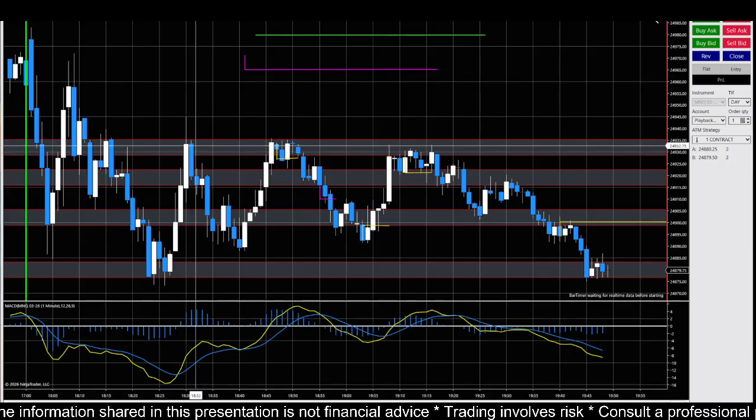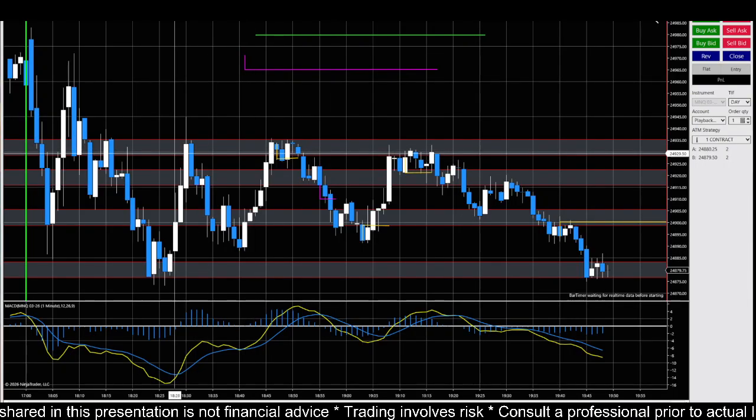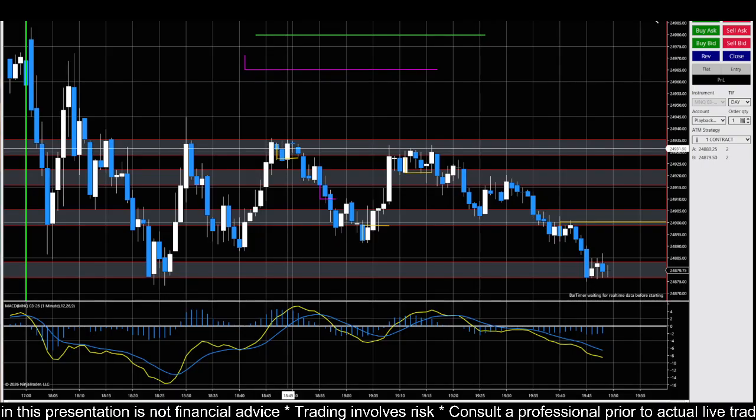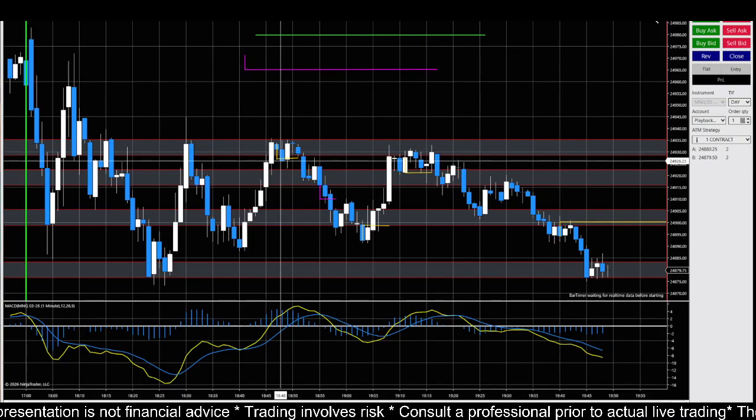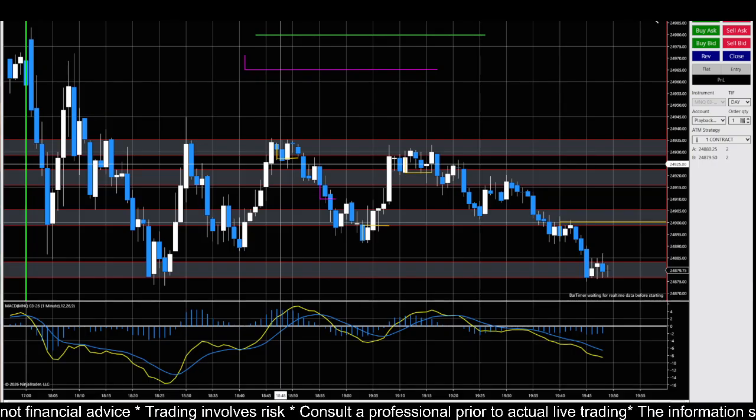But again, these zones that I have on here, they may be useful. As you can see, the first one, it tapped out. The second one, it tapped out. Maybe that's something you would be looking at if you're trading the MACD. You can perhaps use these zones on here that I've recognized.